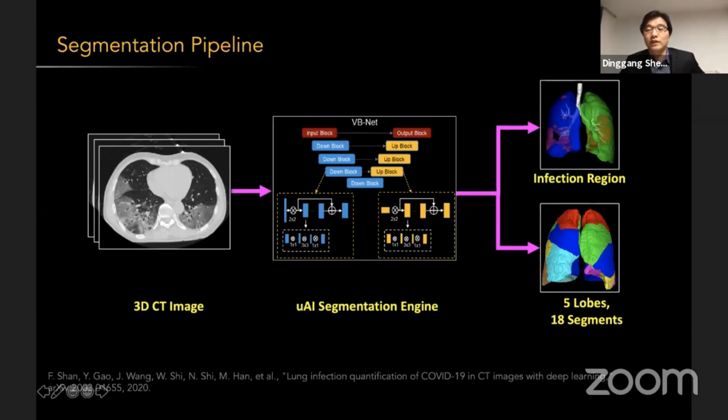So here is a basic method people use, for example, trying to use deep learning algorithms to segment not only the infection area in the lung, but also the left lung, right lung, and the 2 lobes in the left lung and 3 lobes in the right lung, total 5 lobes, and also in the whole lungs, try to segment 18 segments.